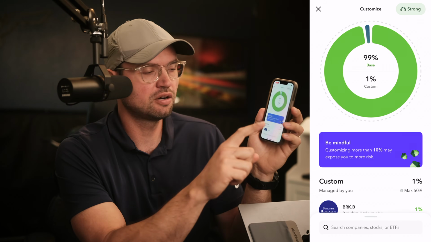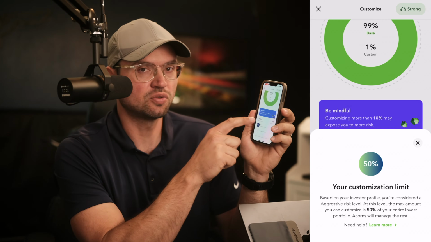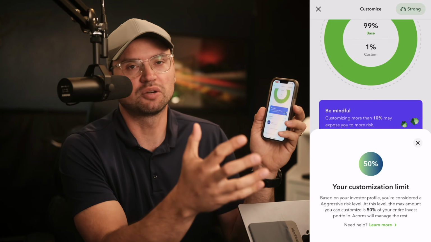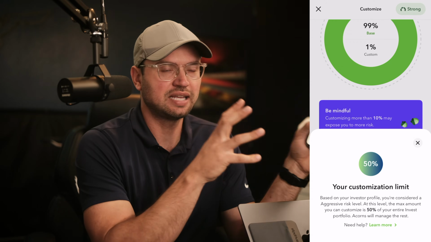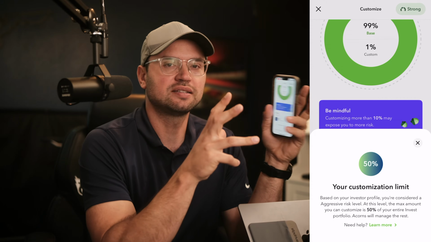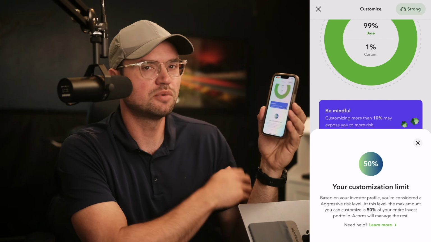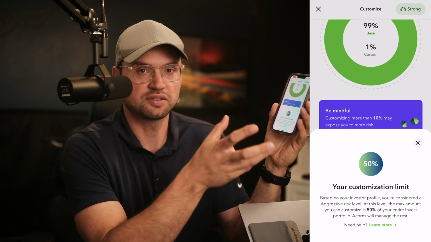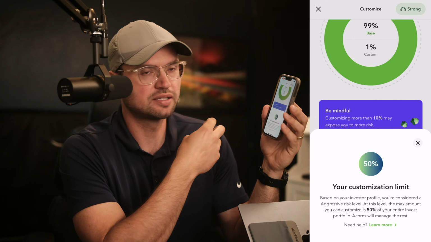And fair warning, if you didn't already know this, the maximum that you're allowed to invest in individual stocks through Acorns is 50% of your portfolio. So you can't go all in on individual stocks. You still have to maintain that mix that they give you based on your kind of like risk tolerance quiz that you did when you first signed up. So even though I'm already considered an aggressive investor based on the risk tolerance that I've chosen with them, I still can only get to 50%, just so you know.